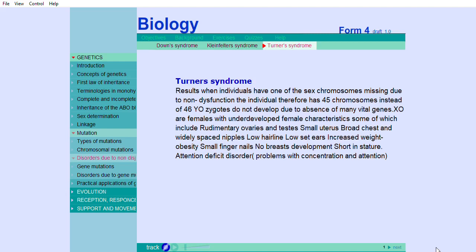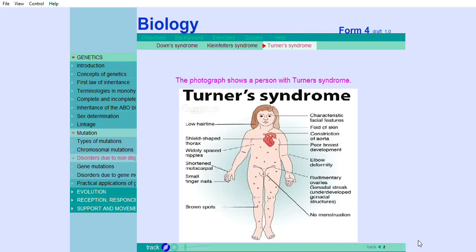XO are females with underdeveloped female characteristics, some of which include rudimentary ovaries and testes, small uterus, broad chest and widely spaced nipples, low hairline, low set ears, increased weight, obesity, small fingernails, no breast development, short in stature, and attention deficit disorder, that is, problems with concentration and attention. The photograph shows a person with Turner's syndrome.